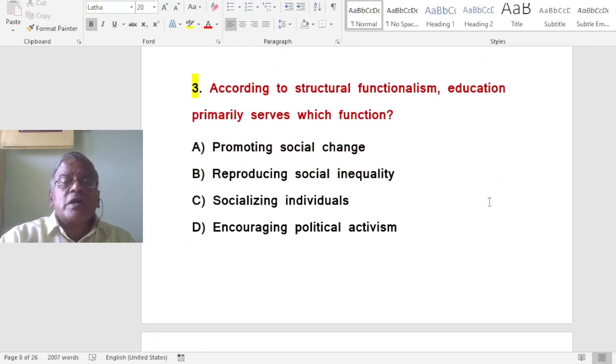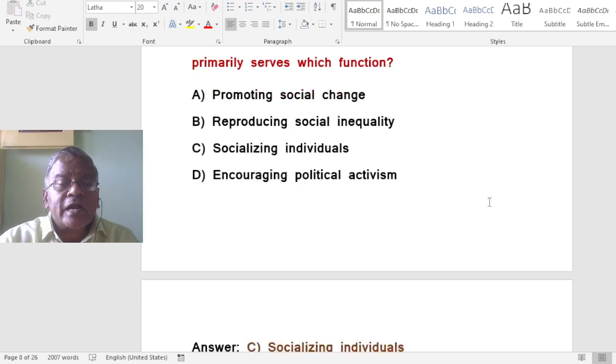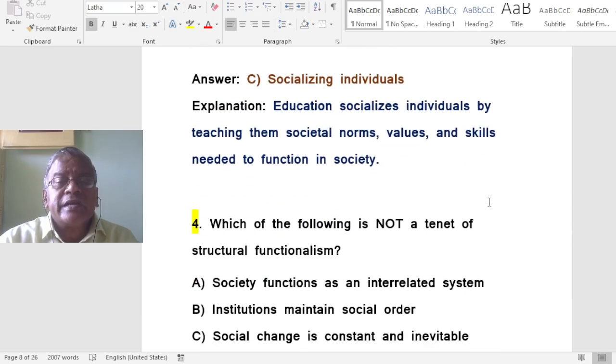According to structural functionalism, education primarily serves which function? Promoting social change, reproducing social inequality, socializing individuals, encouraging political activism. That is socializing individuals. Education socializes individuals by teaching them societal norms, values and skills needed to function in society.